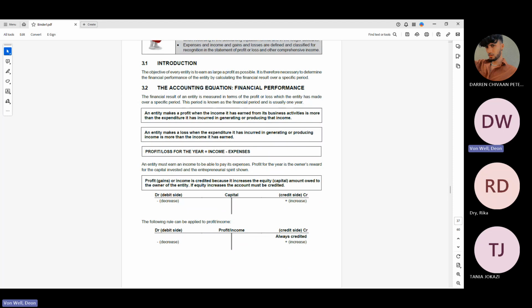So here we just give you again, an entity makes a profit when the income it has earned from its business activities is more than the expenditure it has incurred in generating or producing that income. An entity makes a loss when the expenditure it has incurred in generating or producing the income is more than the income it has earned. Exactly what I said. Profit or loss for the year is therefore my income minus my expenses.